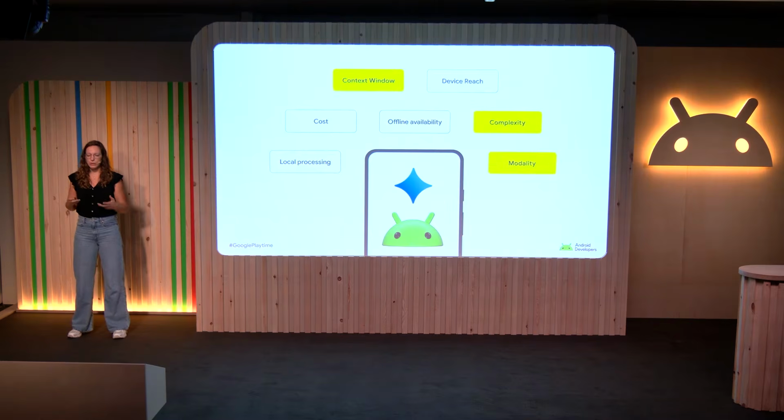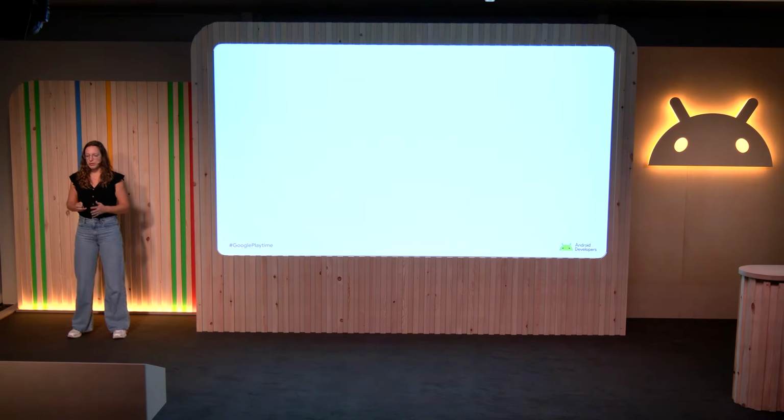So let's first look at context window, complexity, and modality. First, you can think about modality and what it is that you are feeding into the system. Is this text and images, or is it something more complicated like audio and video? And then you also, of course, have to consider what comes out of the model. So are you outputting text or are you doing image generation?